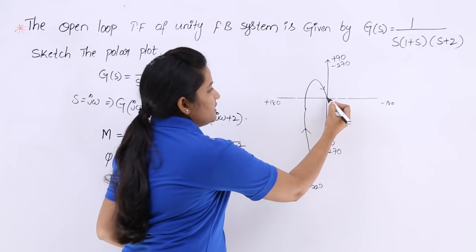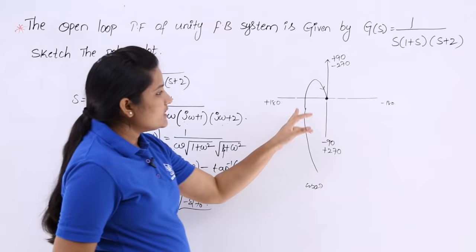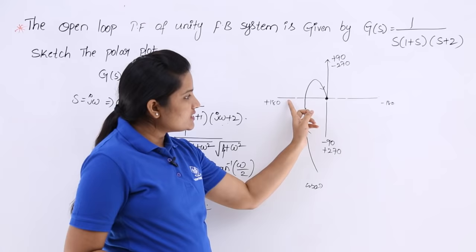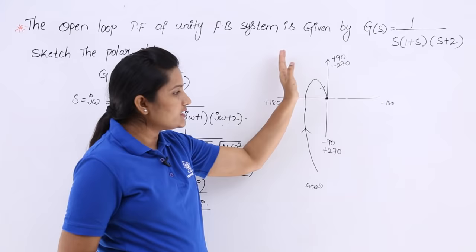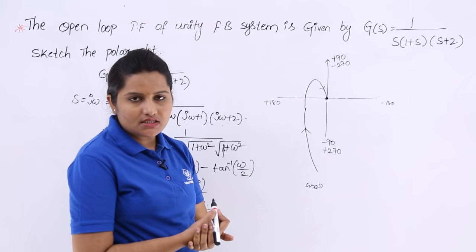So, now here you can see this line is intersecting with this negative real axis. This is positive real axis and this is negative real axis. This plot is touching the negative real axis at 180 degrees.